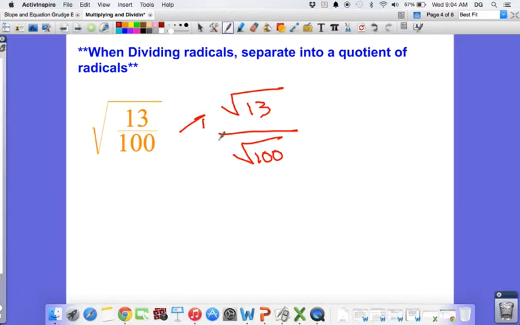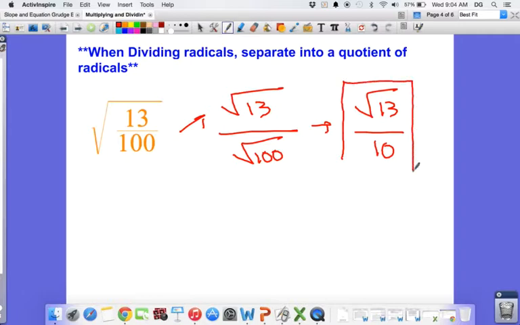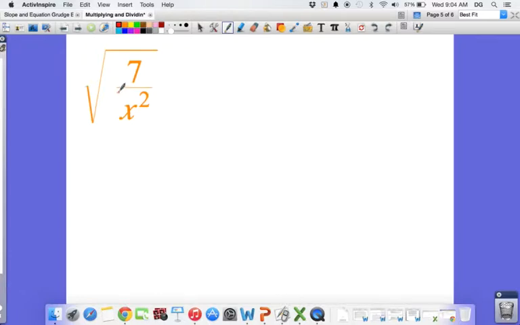And now I want to see, can I simplify any of this? 13 is a prime number. I cannot simplify this. Square root of 13, that's as simple as it gets. Square root of 100, however, is 10. So it becomes the square root of 13 over 10. And I am all done. Okay? Let's look at another one.